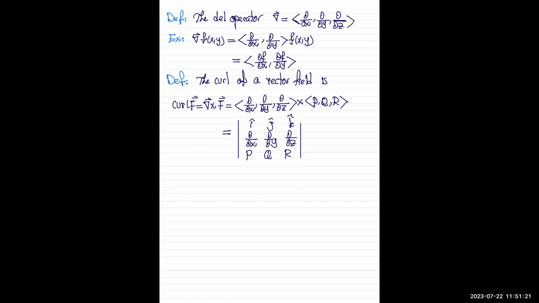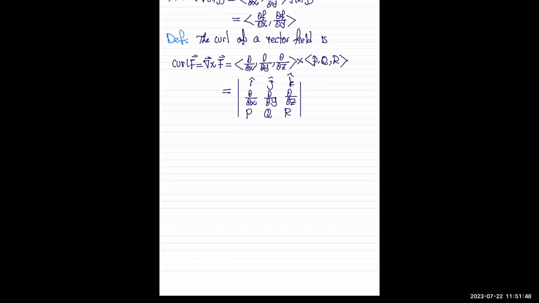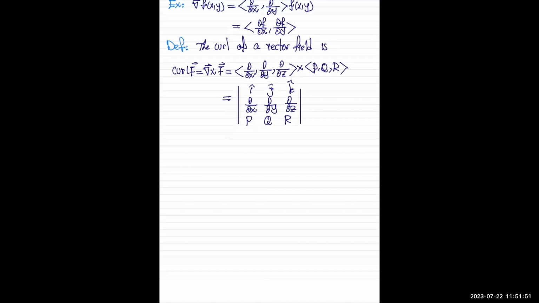Okay, so let's see how this works out. If you're going to evaluate this determinant, you begin by ignoring that column. We do the partial derivative of R with respect to y, minus the partial derivative of Q with respect to z. That's what it does.